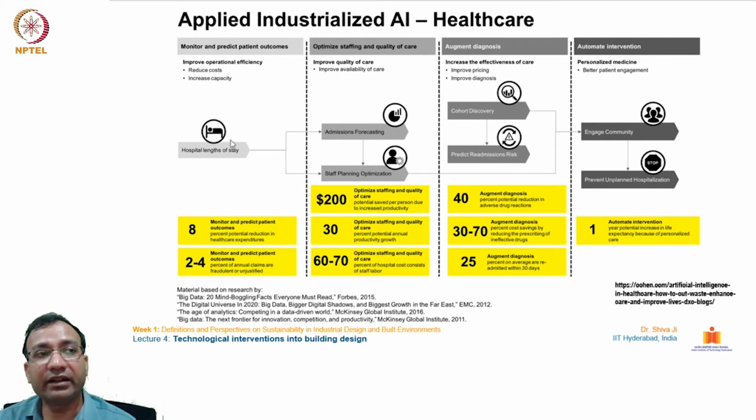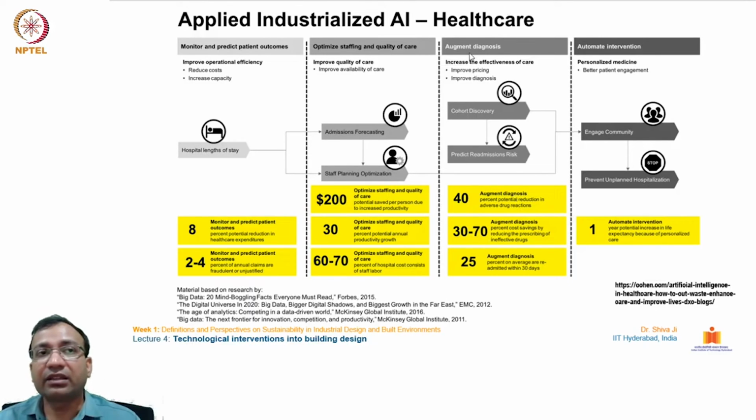And hospital length of stay, if you see from this stage in the second column, the column talks about optimizing staffing and quality of care. So improving quality of care, improving availability of care. So with hospital length of stay and admission forecasting, how many patients or intakes will be happening, and then planning the staff members for optimized working in an efficient way. So this will lead to a certain chain reaction in the next column.